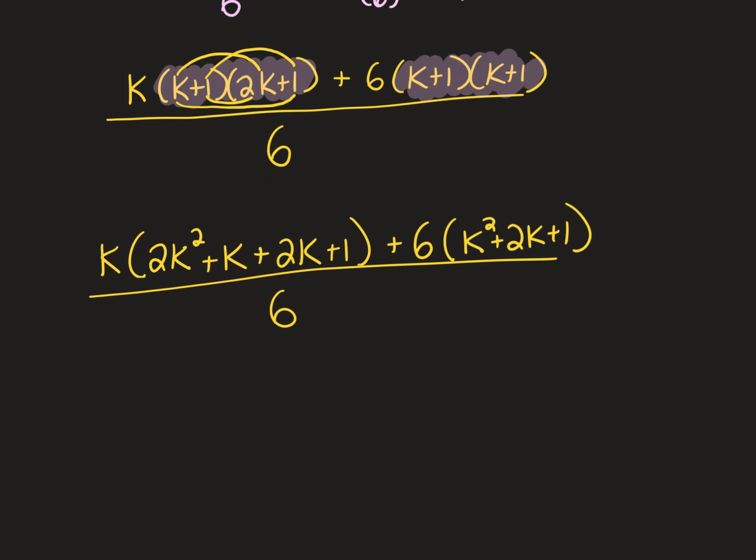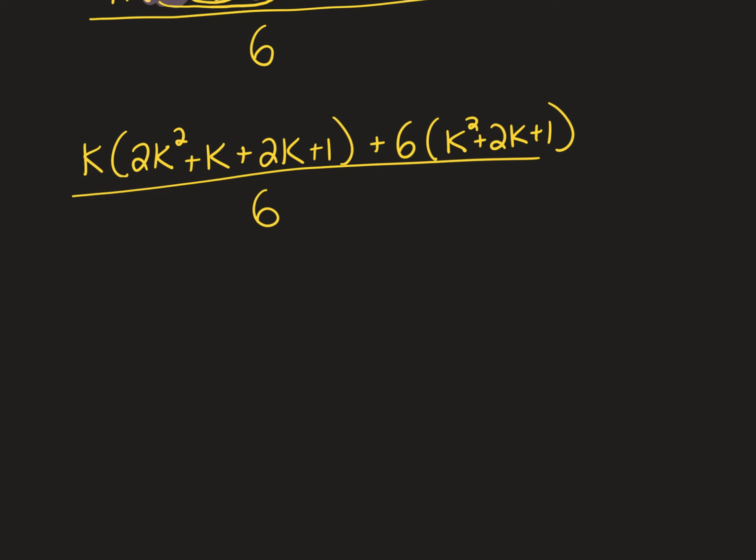Okay, next up. Again, I'm just trying to simplify. I'd like to be able to write this as a single polynomial. So let me simplify this if I can by distributing k and distributing 6. Now, theoretically, you could have simplified that first expression in parentheses if you wanted to. You don't have to, though.